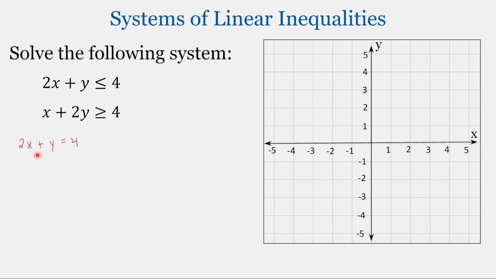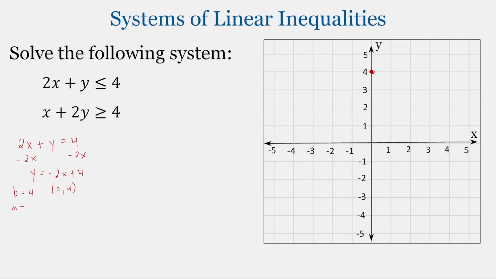For this line, I'm going to convert to slope-intercept form because I can do this in one step. Subtracting 2x from both sides results in y equal to negative 2x plus 4. And so we now have a line in slope-intercept form. We have a y-intercept of 4, so that's the ordered pair (0, 4), and we can plot that point.